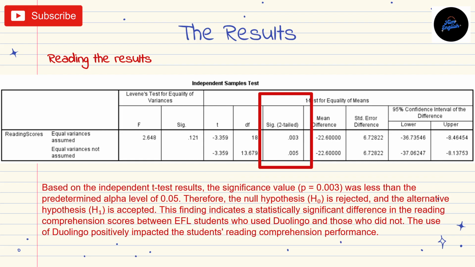So based on the independent t-test result, the significance value is 0.003, which is less than the predetermined alpha level of 0.05. Therefore, the null hypothesis is rejected and the alternative hypothesis is accepted. This finding indicates a statistically significant difference in the reading comprehension score between EFL students who used Duolingo and those who did not. The use of Duolingo positively impacted the students' reading comprehension performance.